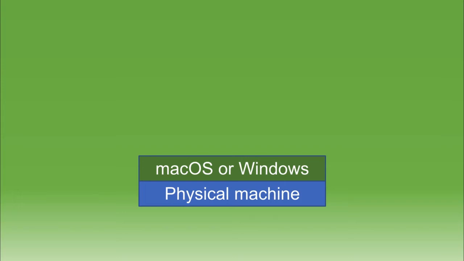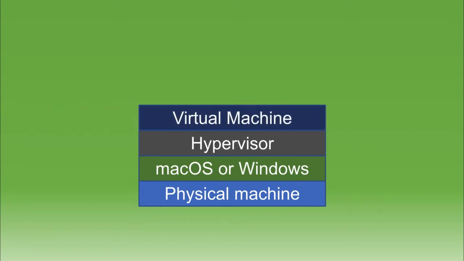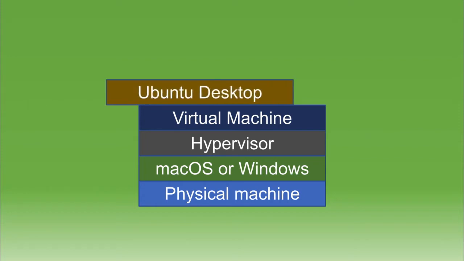Hey guys, welcome back. In the last videos, we showed you how to install a hypervisor, VirtualBox, on the Windows or macOS operating system. Then we created a virtual machine on VirtualBox, on which we then installed the Ubuntu desktop.